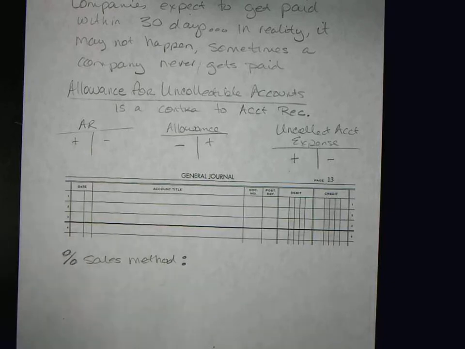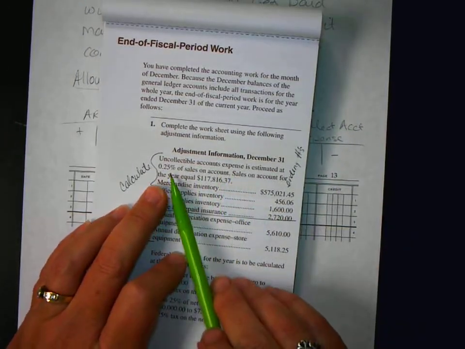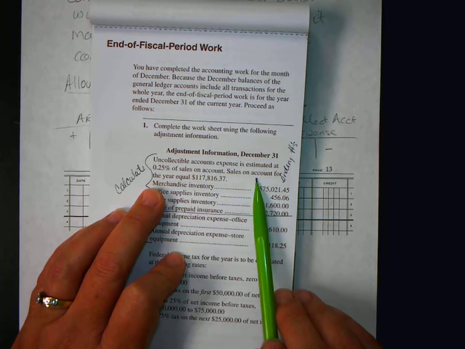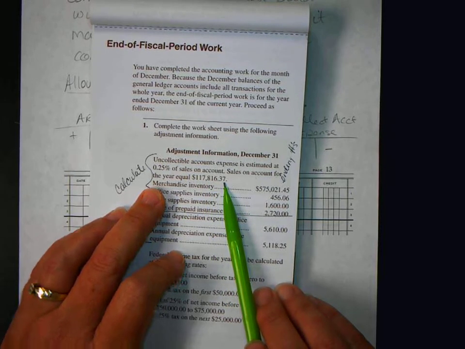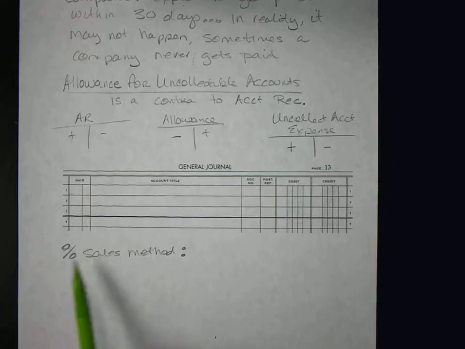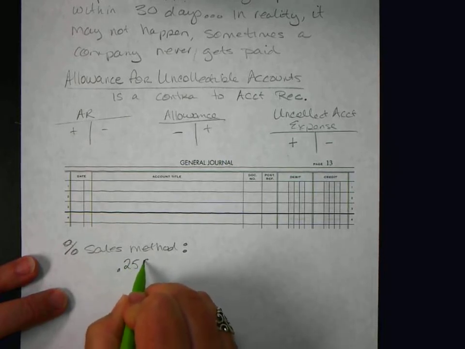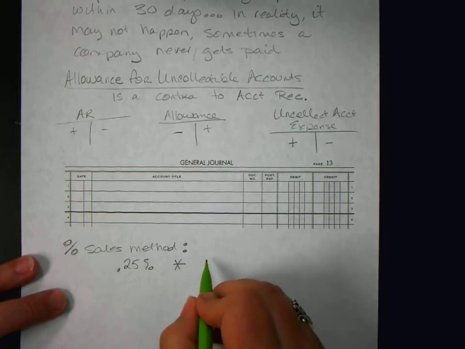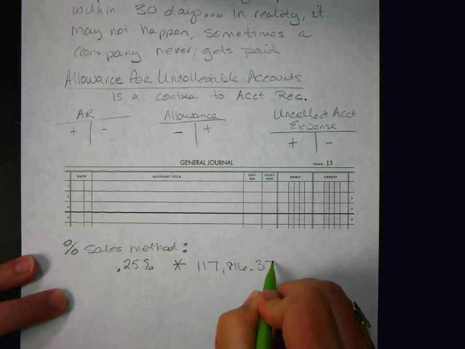Okay, so in our adjustment, it tells us that uncollectible account expense is estimated at 0.25% of the sales on account. Sales on account for the year equal 117,816.37. So it gives you the number. So we just have to calculate that. Okay, so for the percent of sales method, it's 0.25% of, so we're going to multiply that by 117,816.37.